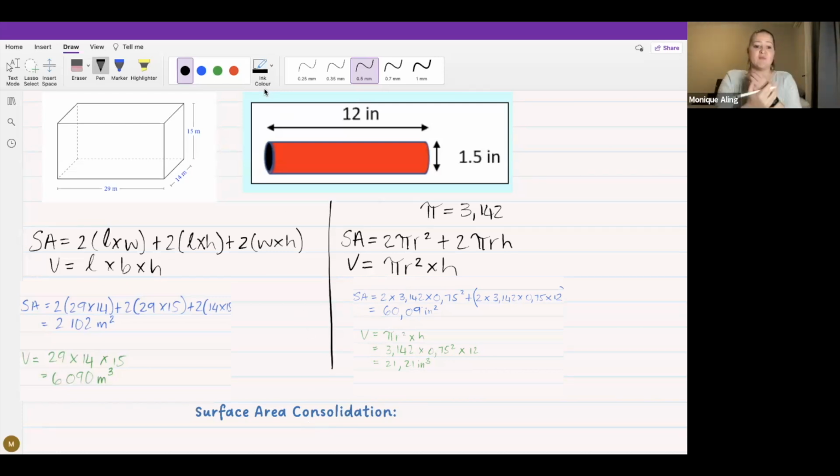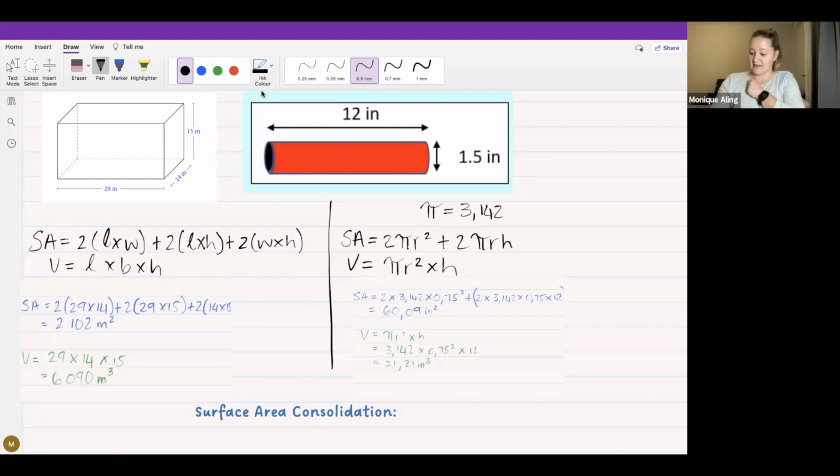What about volume of this rectangular prism? Do we have answers for that? Volume is length times breadth times height. Nice and easy. Remember, volume is what's inside the shape. How much space is inside the shape? How much the shape can hold? Yes, yes, yes. Nice answers.